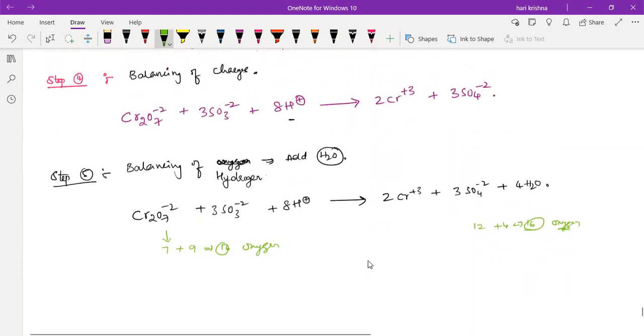Any doubts in this? No, sir, no doubt. So we'll do one more example in the basic medium. In the same method, oxidation number method. You have to tell the steps now, one by one. What is the first one? What is the second one, and all.